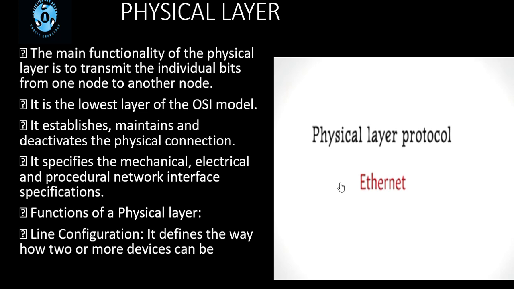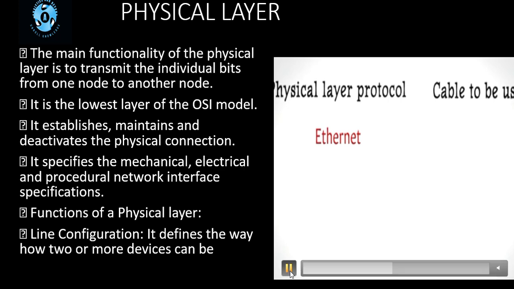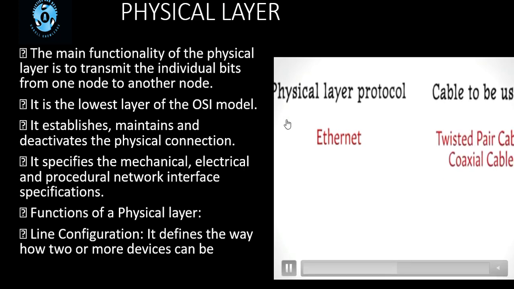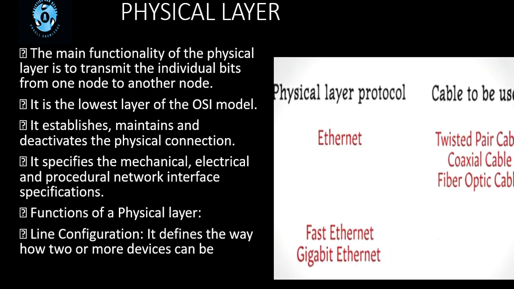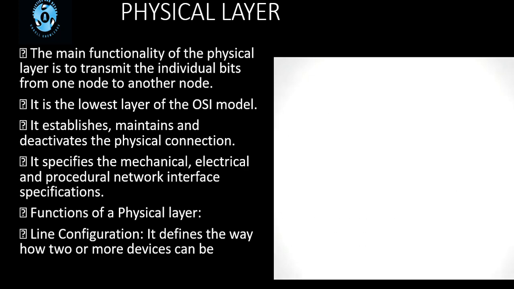For the physical layer, we have a protocol, the Ethernet protocol, or you can use cables like twisted pair, coaxial cable, or fiber optic cable. Among these three, fiber optics is very fast when compared to twisted or coaxial cables. So these are the physical layer protocols.